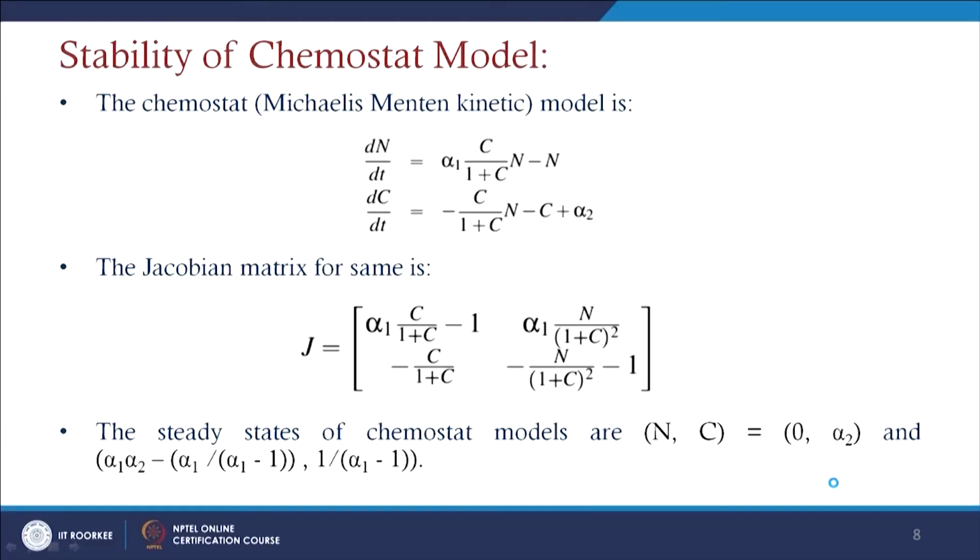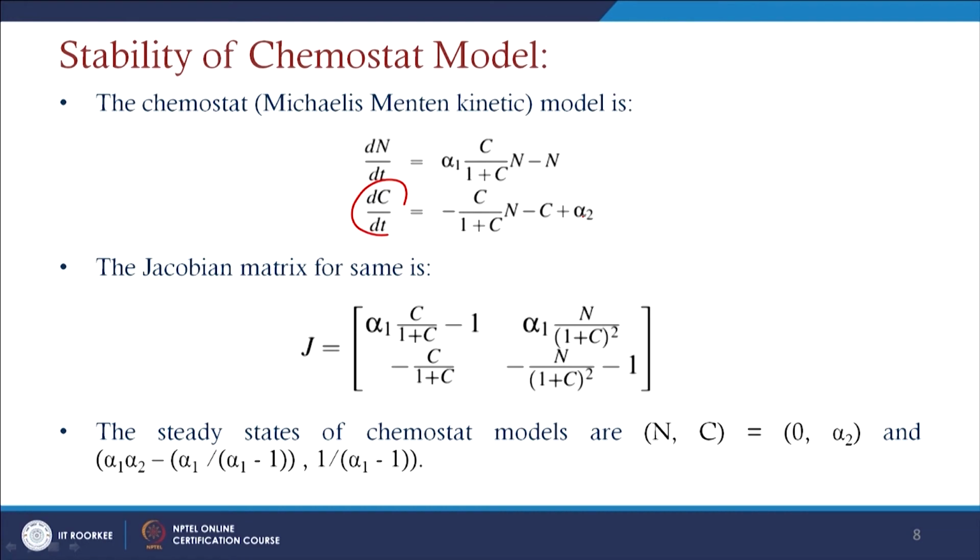So, if we go for our generalized chemostat model to check the stability, the chemostat model we have already defined in our earlier lecture: dn by dt is written as alpha 1 c by 1 plus c n minus n, and dc by dt is written as minus c by 1 plus c n minus c plus alpha 2 here.